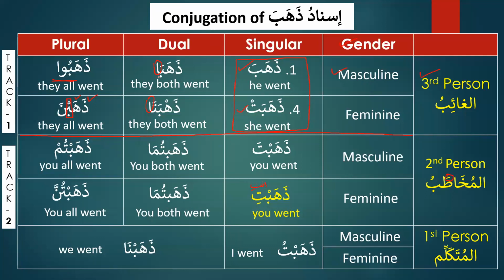For example, in dhahaba, we have huma. So we have huma here. And in dhahabu, we have hum. So huma dhahaba, hum dhahabu. And in dhahaba and dhahabat, the inbuilt doer is huwa and hiya.